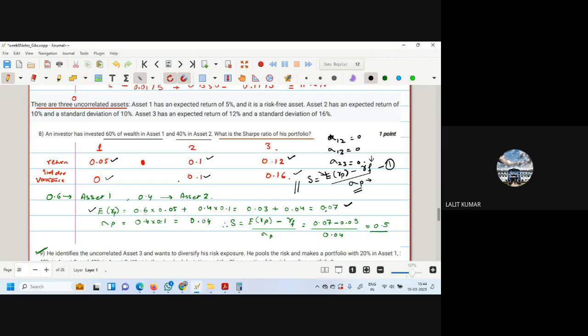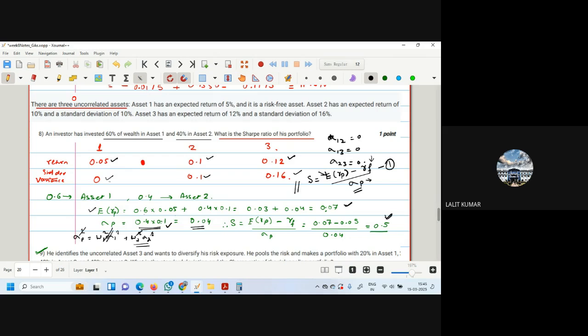Sigma P will become, this is 0, so this will not be counted. Only 0.4 into this will become 0. Sigma P directly will become 0.4 into 0.1. Why? Because your variance was W1 square sigma 1 square plus W2 square sigma 2 square. This is 0. So if you remove the square, you get W2 into sigma 2. So sigma P we get 0.04. Now put it in the formula and we get the Sharpe ratio.